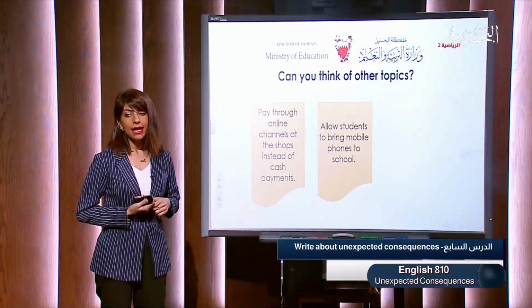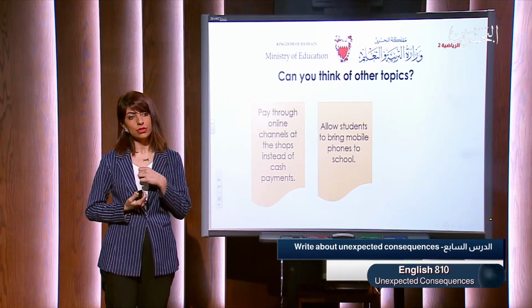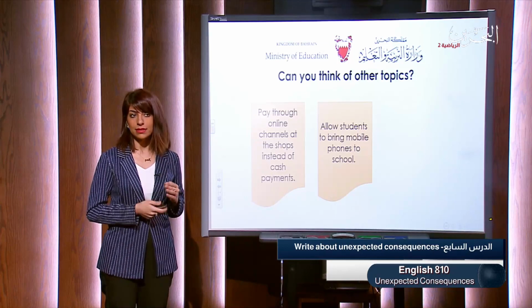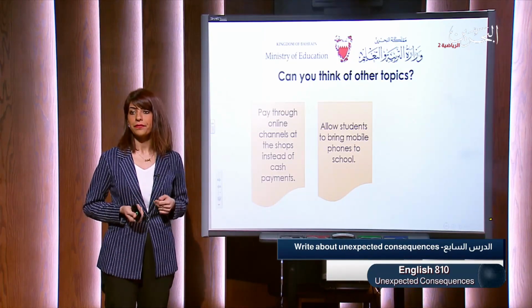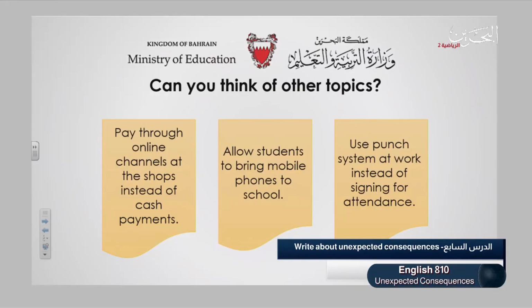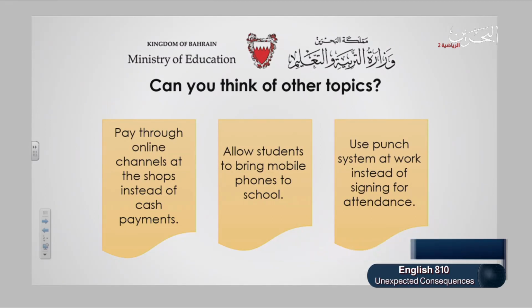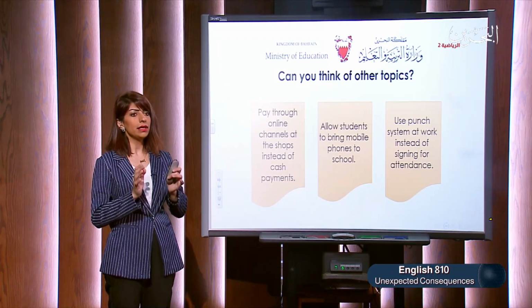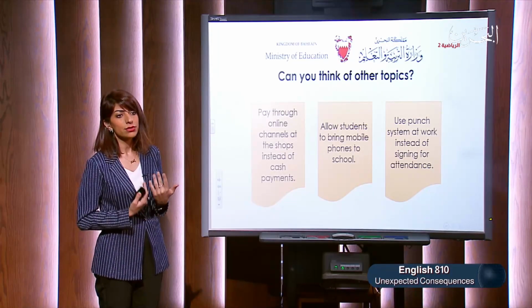Another topic is allow students to bring their mobile phones to school. Now, if they did this, there has to be consequences, whether positive or negative. Last but not least, use punch system at work instead of signing for attendance. As you know, some jobs depend on signing for attendance or punching, or both of them. Now we are assuming here that only punching will be allowed for attendance. There has to be positive and negative consequences. So these are suggested topics that we could write or speak about.